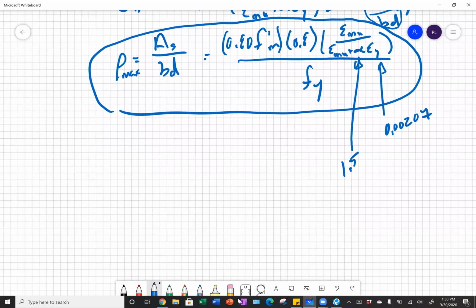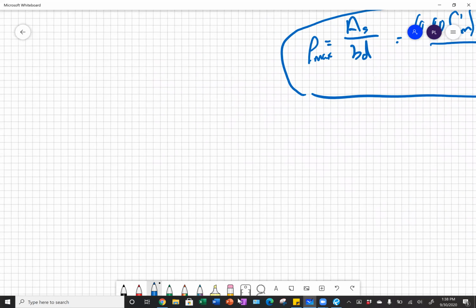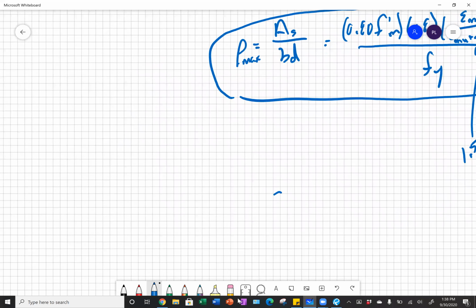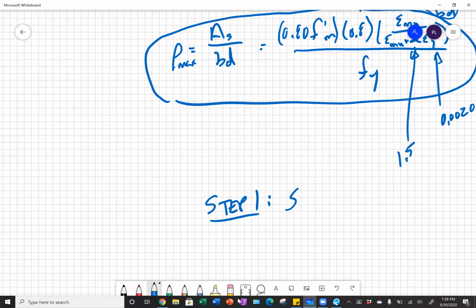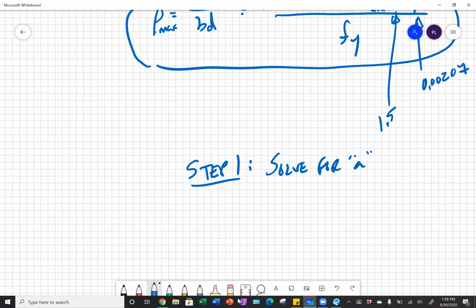And so if we want to solve a masonry beam, the steps we're going to typically do, step 1, we're going to solve for A, which is the depth of our rectangular stress block. And so we know our masonry compressive force is 0.80 f'm times A times B.